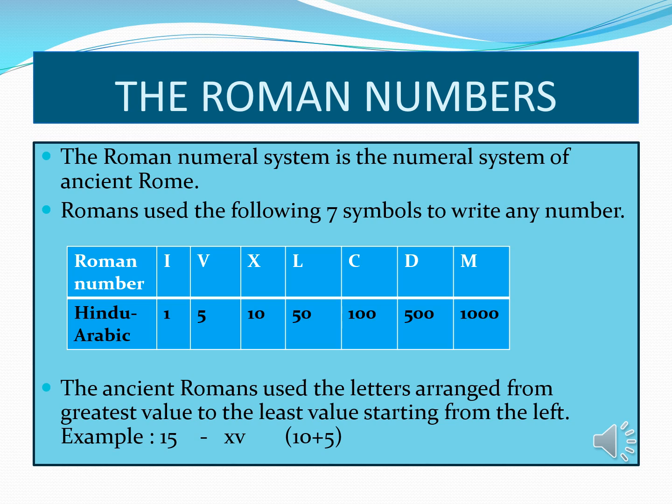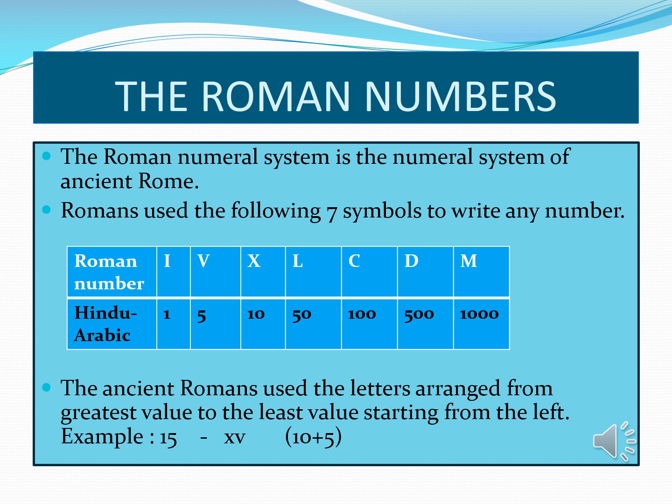Today we are going to study the Roman number system. The Roman numeral system is the numeral system of ancient Rome. Romans used the following 7 symbols to write any number. Roman numerals are mainly used because of their historic importance.